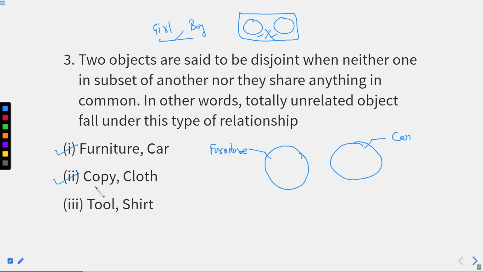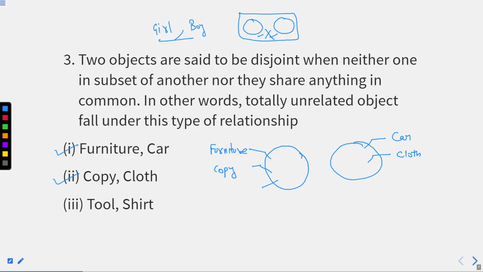The second is a copy and a cloth. A copy is something in which we write. A copy is to copy someone, which can have a different meaning, right? So this circle represents copy and this circle represents clothes. So they both are different. They have nothing in common, right?